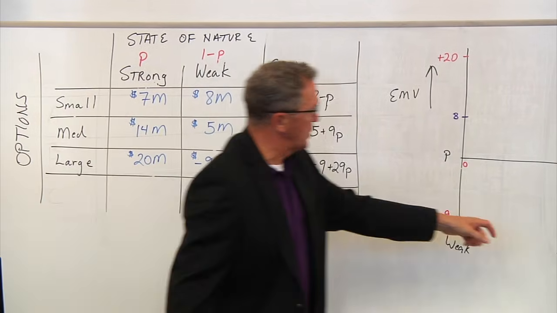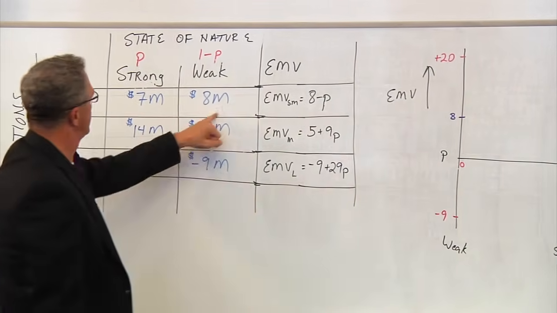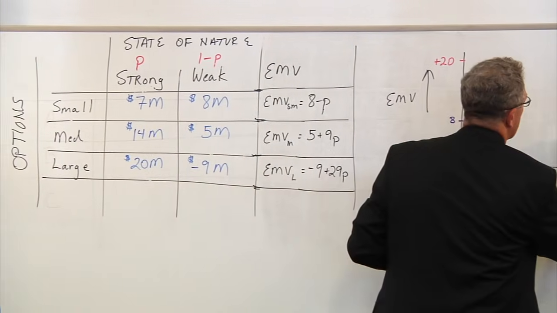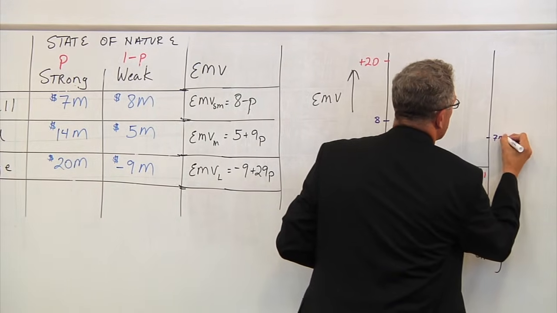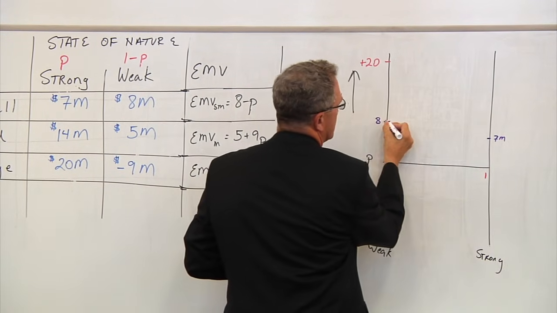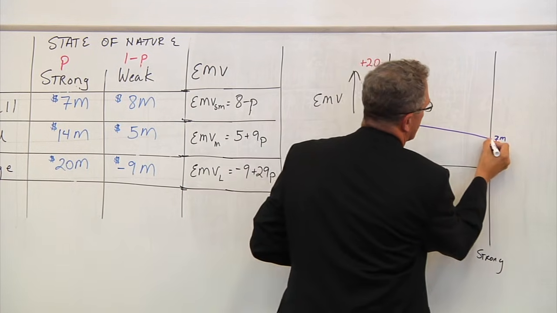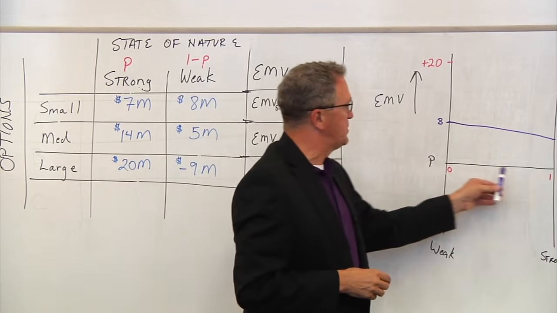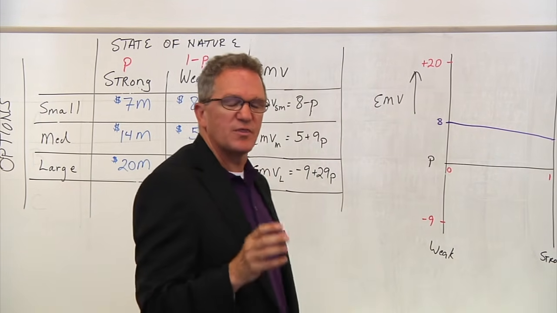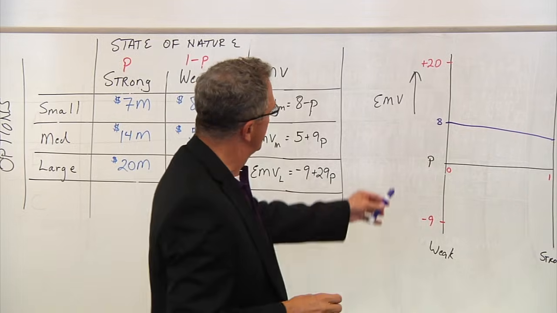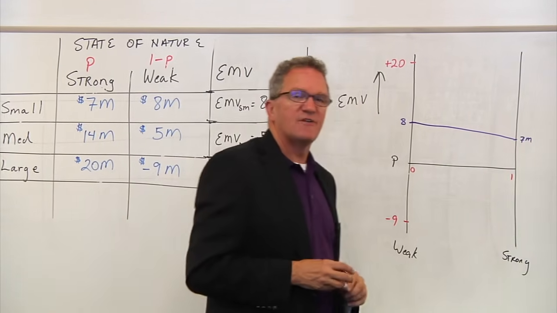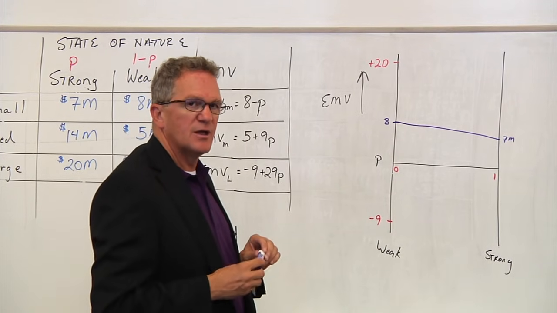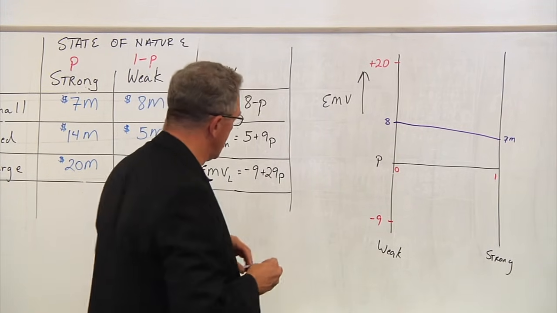On the other axis, where we have strong demand, it's $7 million. So over here, it's going to cross at $7 million. It's a linear function, so it's a straight line. That gives me the value for any value of P, any market evaluation of what the probability of strong demand is. This gives me the value for any number of P of what I should expect for an investment in small condos.